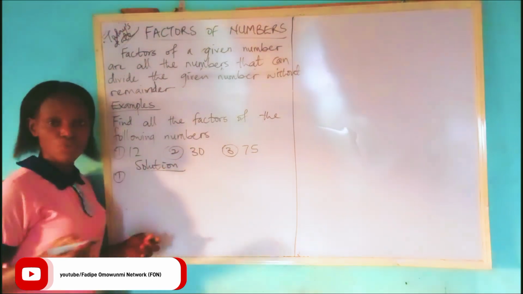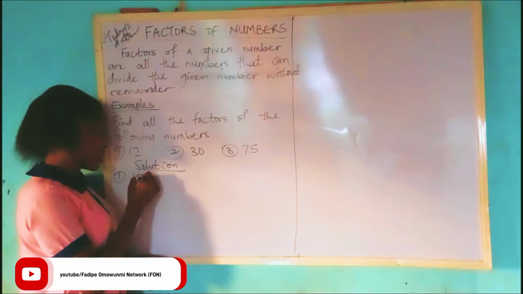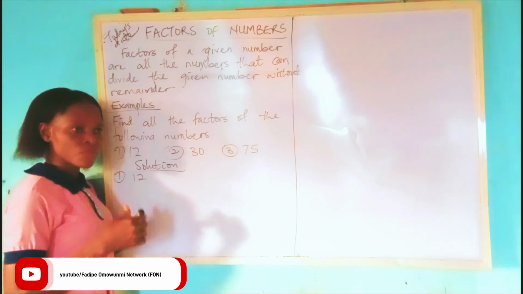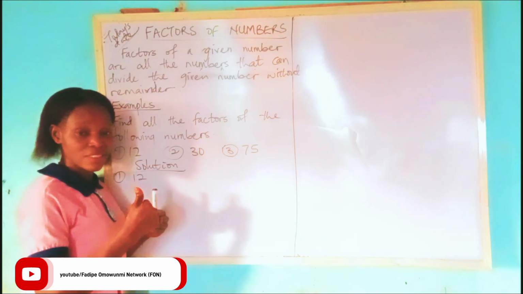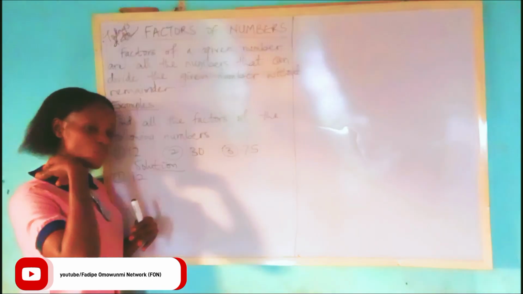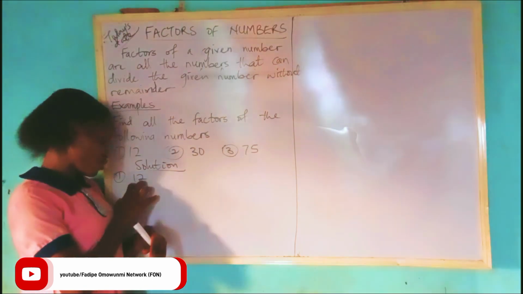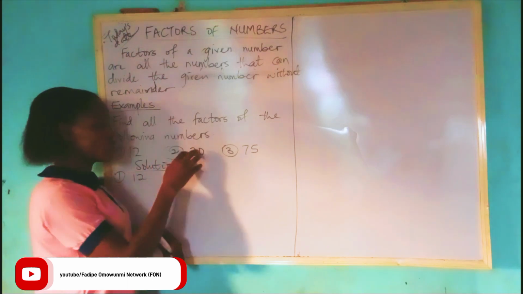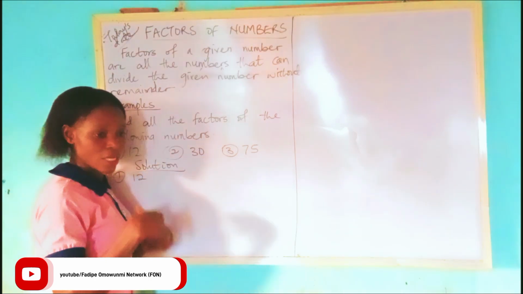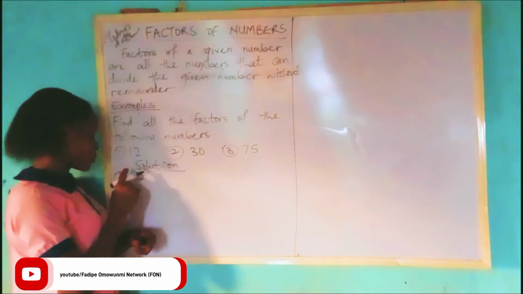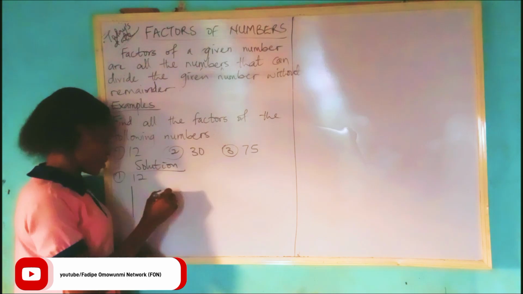Number 1, 12. You want to find all the factors of 12. I said those are the numbers that can divide this number without remainder. That means all the numbers that can divide 12 without remainder, all the numbers that can divide 30 without remainder, all the numbers that can divide 75 without remainder, and any other numbers that you are given. Now let's go to 12 first.